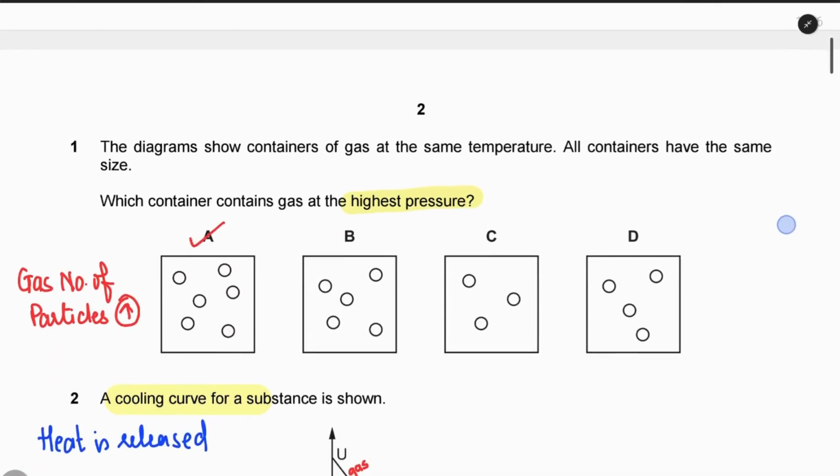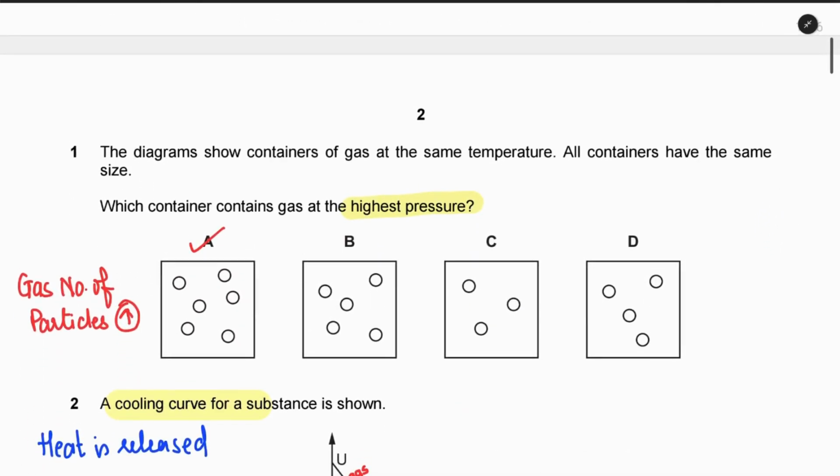First question says, the diagram shows containers of gas at the same temperature. All containers have the same size. So we can see all the containers having the same size, but we are increasing the pressure. So if pressure increases, the number of gas particles will start increasing. So our correct answer is A.